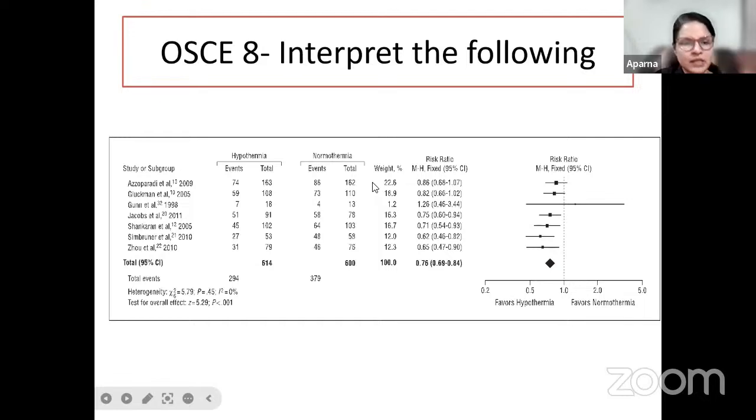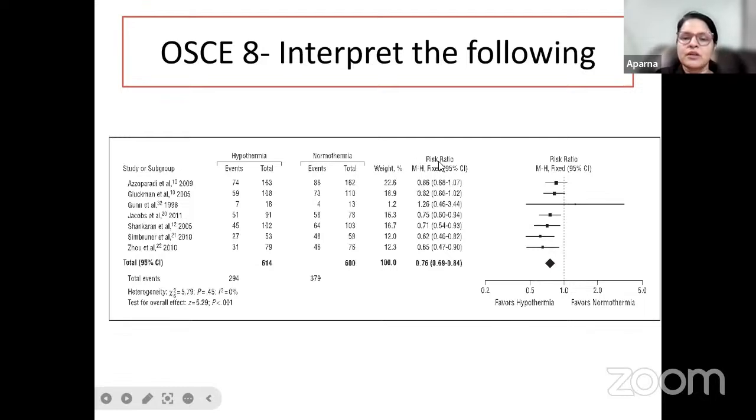So this particular forest plot that we are seeing here looks at the meta-analysis of the effect of therapeutic hypothermia versus normothermia, or maintaining normal temperature, in newborns with perinatal asphyxia with the outcome of death. So you can see that in each of these studies, the events and the total number of patients have been given in the various columns. And you also have a column that shows weight in percentage. So this represents the weight or the importance of this particular study for the whole meta-analysis.